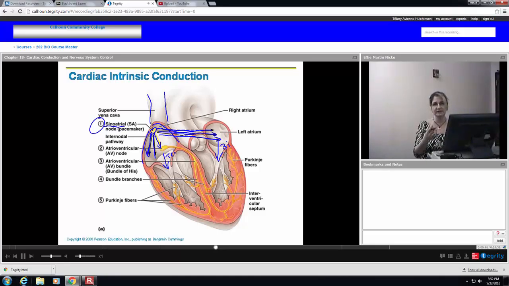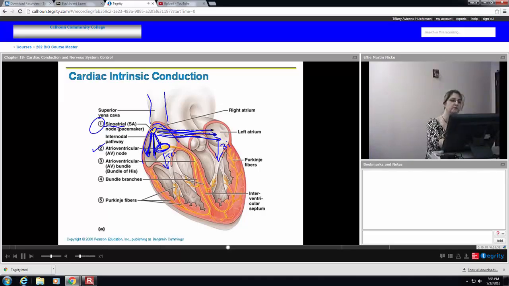Now, as that's happening, we've got more going on. Okay, so we were talking about that impulse being transferred. So it's going all through the walls of the right and the left atria, and also down to another structure here known as the atrioventricular node. Atrioventricular node. That should tell you that it somehow is going to be involved in both the atria and the ventricles.